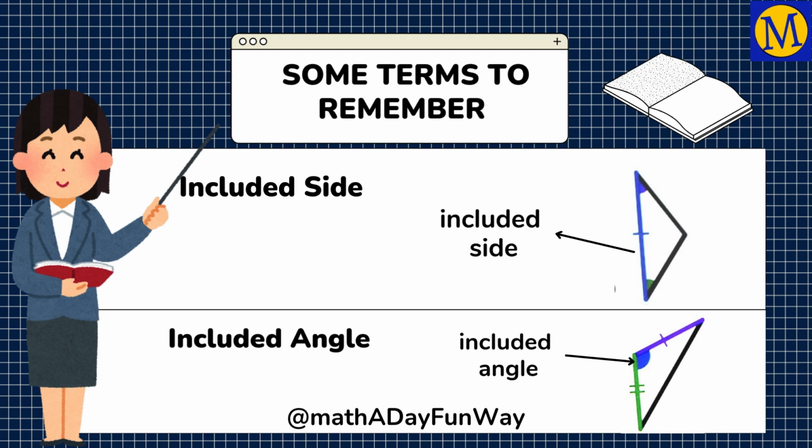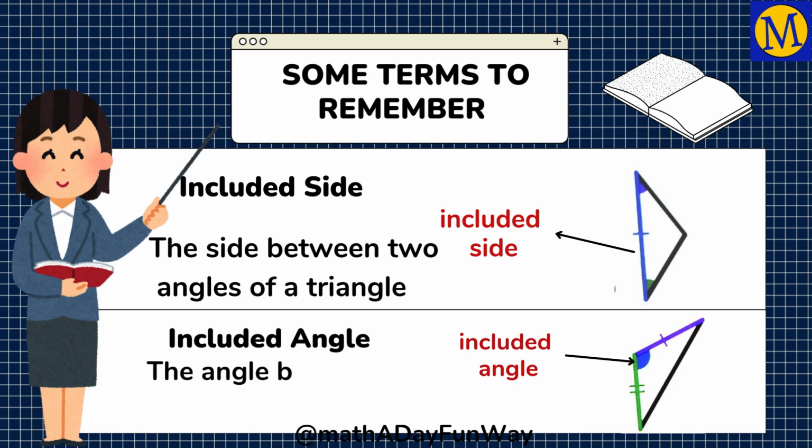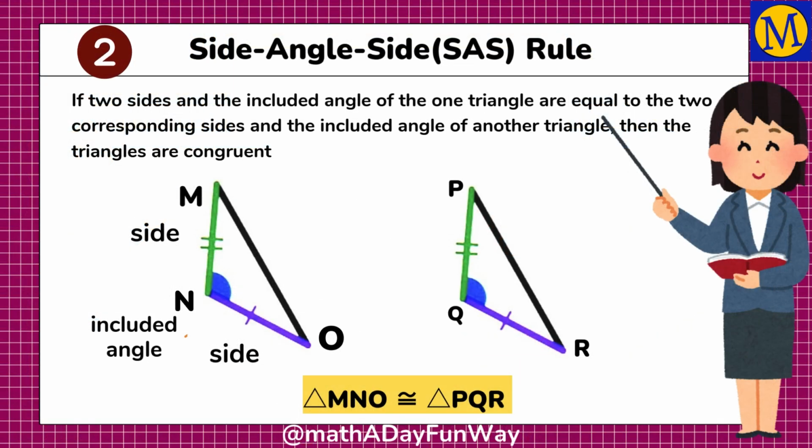Before moving on to the next rule, let's understand a few terms. Included side is the side between the 2 angles of a triangle. Included angle is the angle between the 2 sides of a triangle. Rule 2. Side, angle, side. SAS rule. If 2 sides and the included angle of one triangle are equal to the corresponding 2 sides and the included angle of another triangle, then the triangles are congruent.